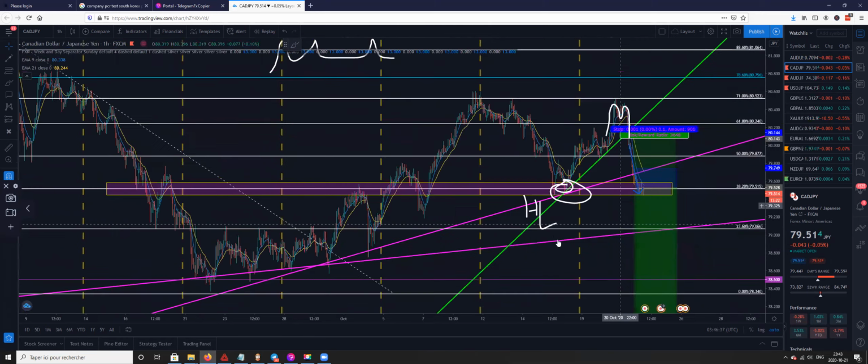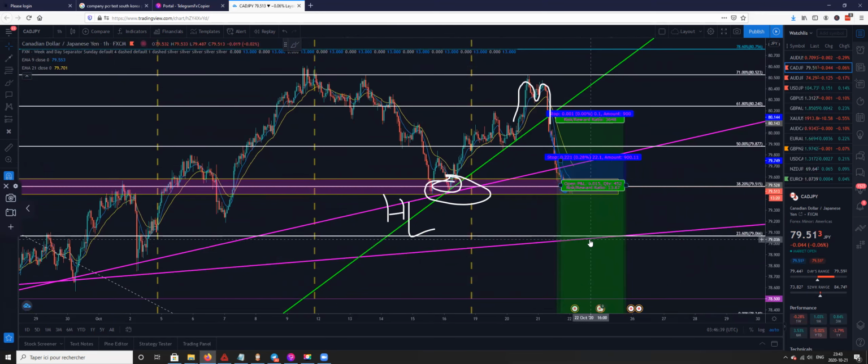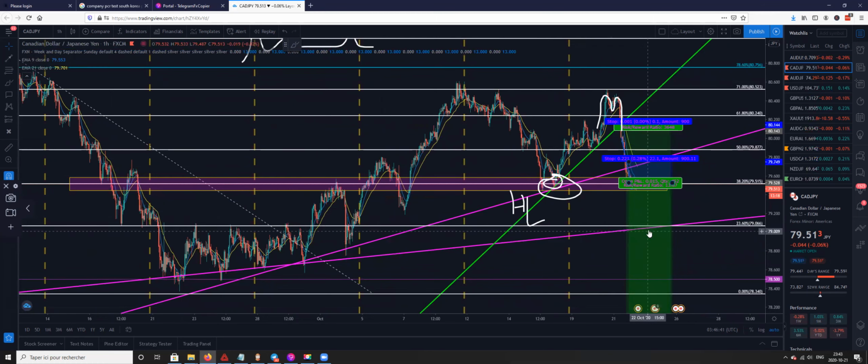61.8, it can be really potential. Maybe, but be careful, because this one is also a trend line for me. So if this one is not breaking, I'm out.